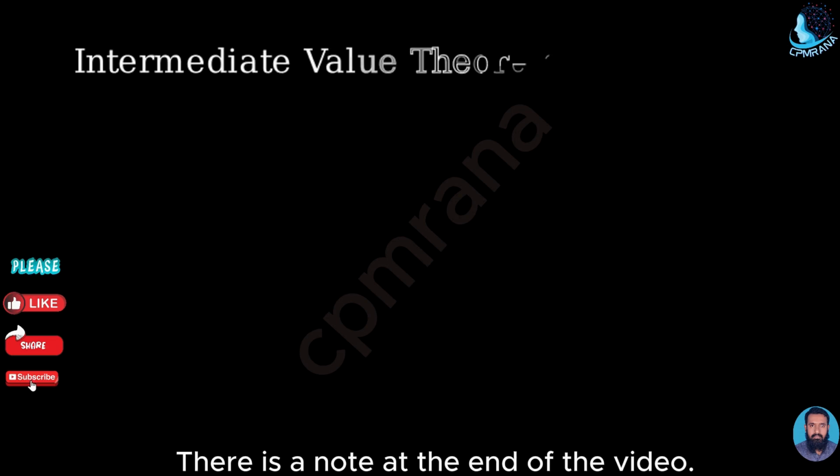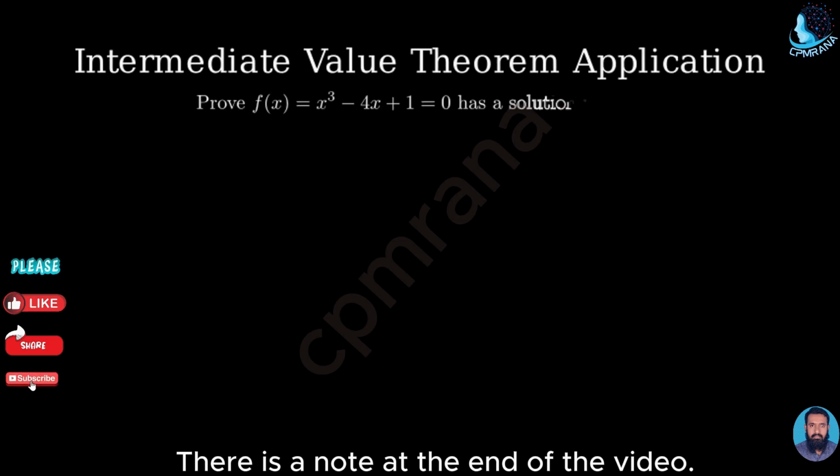Let's solve a problem using the intermediate value theorem. We need to prove that there is at least one real solution to the equation f(x) = x³ - 4x + 1 = 0 in the interval from 1 to 2. Let's solve this step by step.